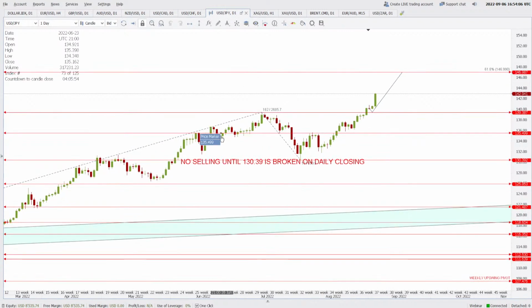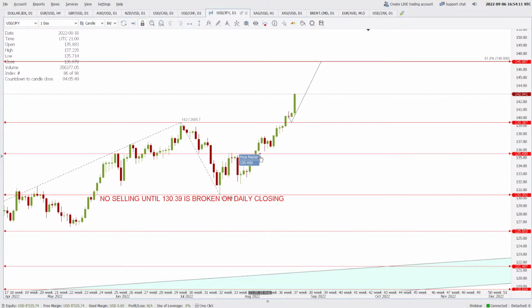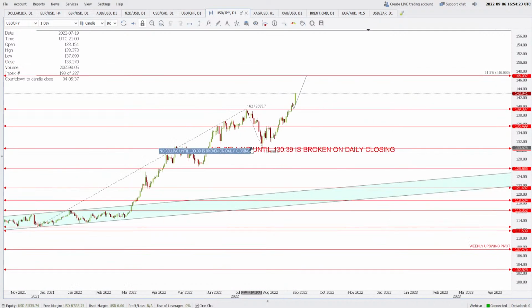USD JPY, no selling until 130.39 is broken on daily closing. Oh, 130.39 you are talking about? I think it is headed towards 146.98. Now 146.98 is the next level of resistance which we are expecting based on the Fibonacci extensions that we had created by using this high, which was recently broken after a pullback to 130.39.